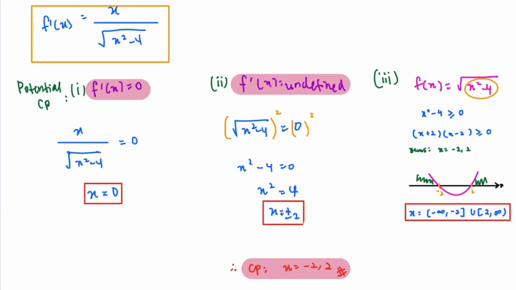Let's check our potential critical points just now. 0, plus 2 and minus 2. So we need to reject 0 because 0 is not within the domain, and then we can only accept plus and minus 2. Therefore, both of them are our critical points, which are x equal to minus 2 and x equal to 2.